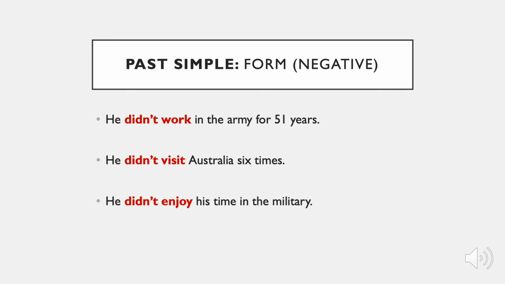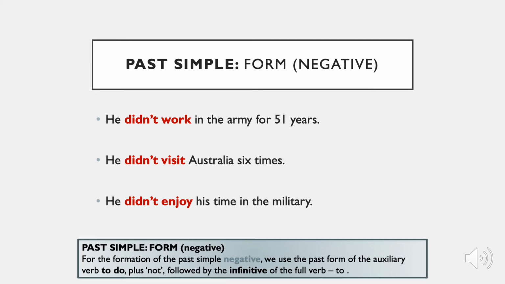Very good. The verbs are now highlighted in red. Take a look at the verbs. How do you think we form the negative form of the past simple? Correct. We use the past form of the auxiliary verb, het hulpwerkwoord to do, plus the word not, plus the infinitive, the infinitief of the full verb minus to.